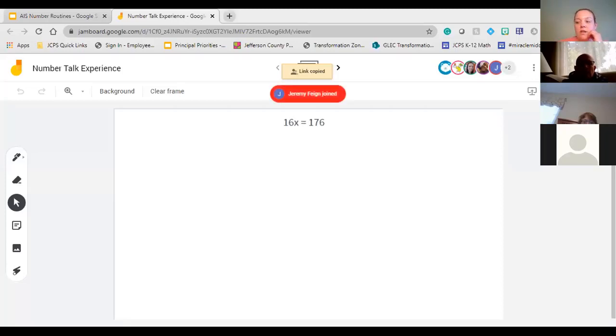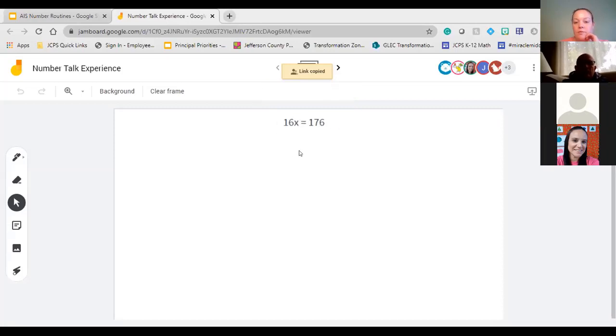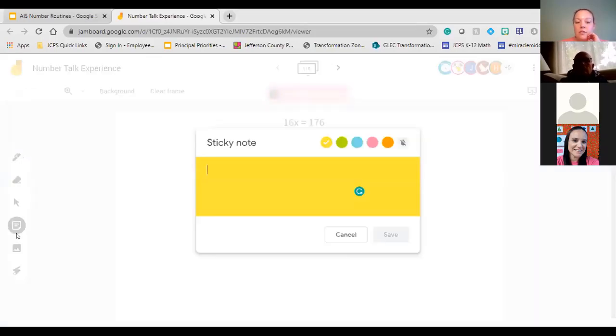There it is. Thank you, Todd, also for posting that quickly. So when you open it, this is what the Jamboard looks like. You see the prompt I have at the top. On the left-hand side, I have a pen, an eraser, my selector tool, and then here's my sticky notes. So I'm going to select my sticky note, and I have to figure out how to solve 16x equals 176.